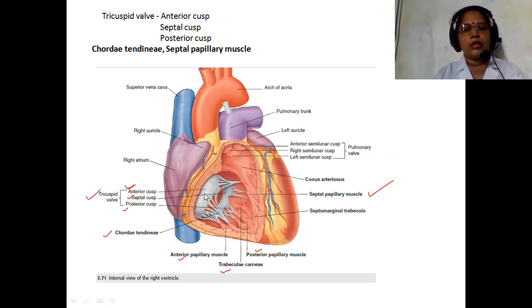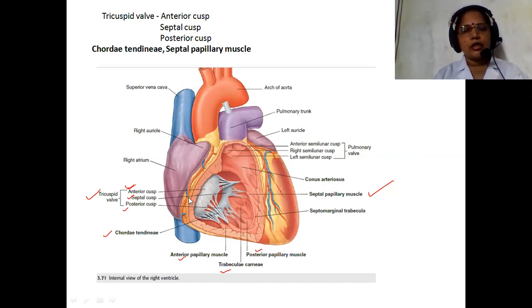So all these names are given, that is, the situation of the cusp, where it is present, according to the name given. So here you can see very clearly, this complete structure is called the tricuspid valve, and this tricuspid valve is also called the right atrioventricular valve.